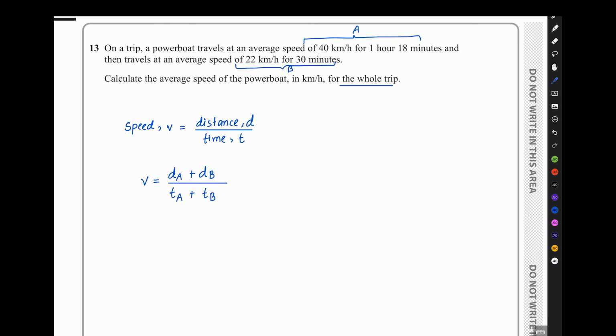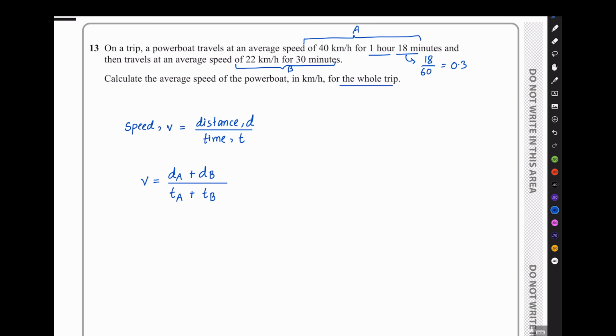Now what do we need to do? We need to find the distance A and distance B, the time A and time B. Our target is to find everything in kilometers per hour, so the distance should be in kilometers and the time in hours. Let me convert the time, 1 hour 18 minutes, to hours. 1 hour is already in hours, but 18 minutes can be converted to hours: 18 divided by 60, which comes out to be 0.3.